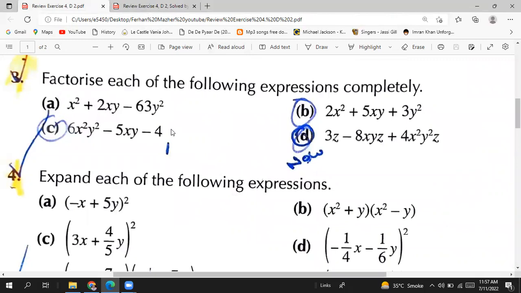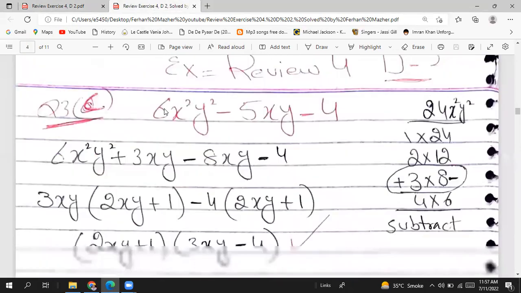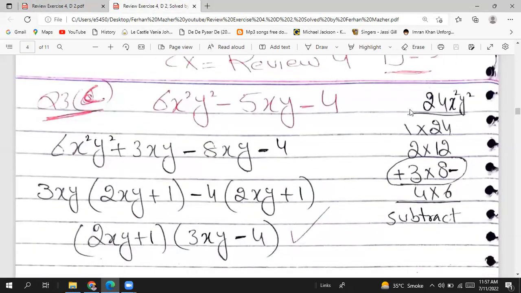Okay, so we are going to question number 3, C part. It says 6x squared y squared minus 5xy minus 4. So multiply the extreme terms. When you multiply the extreme terms, you get 24x squared y squared. Okay, so write the factors of 24. The factors of 24 are 1 into 24, 2 into 12, 3 into 8, 4 into 6.